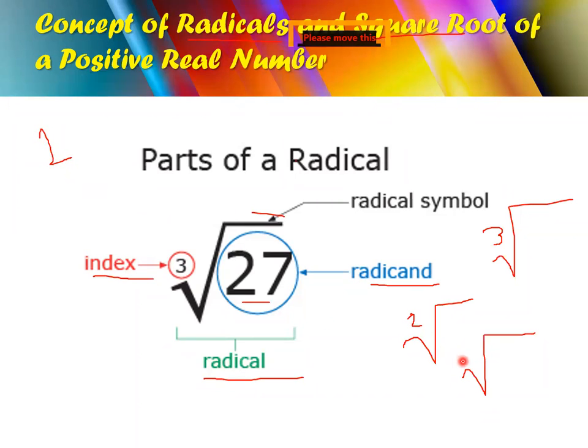Similarly, if nothing is written in the index, we will assume that our index is 2. That's why we will read it as square root, and this will be read as cube root. And if you have 4, 5 and 6 as your index, you will read fourth root, fifth root, sixth root, seventh root, just like this. So the whole thing is called a radical. Okay, is it clear?